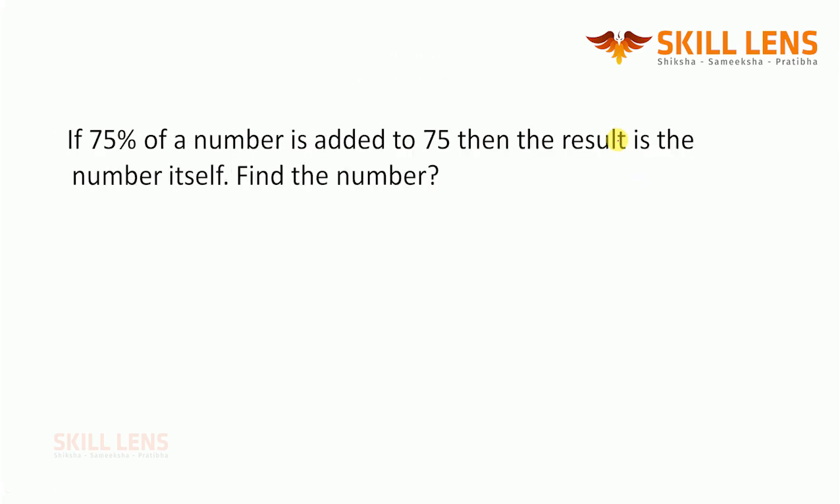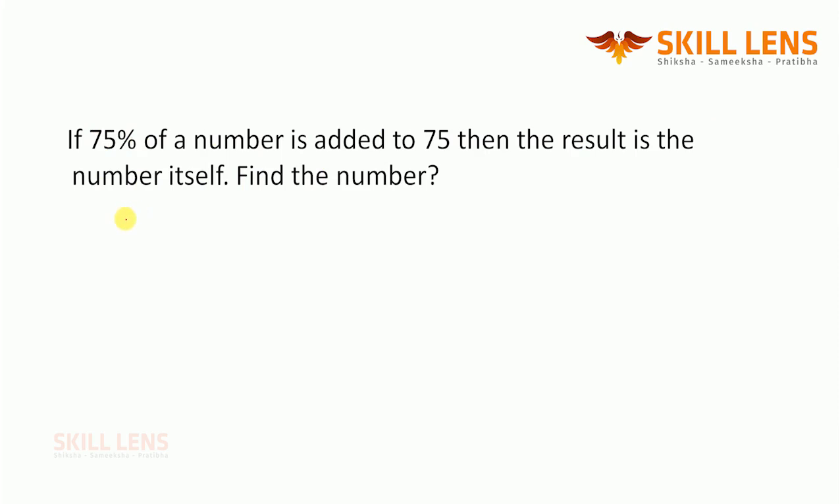Let's try to understand this very important question. If 75% of a number is added to 75, then the result is the number itself. Find the number. Nice question. If 75% of a number is added to 75, then the result is the number itself. Find the number. So now let's look at this, guys.